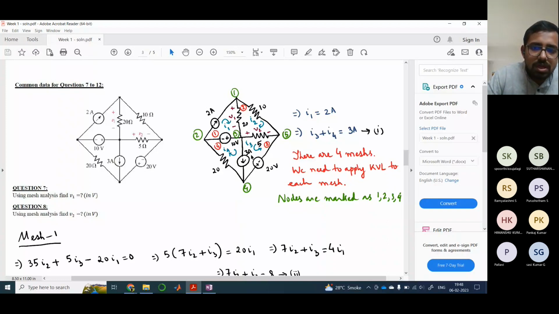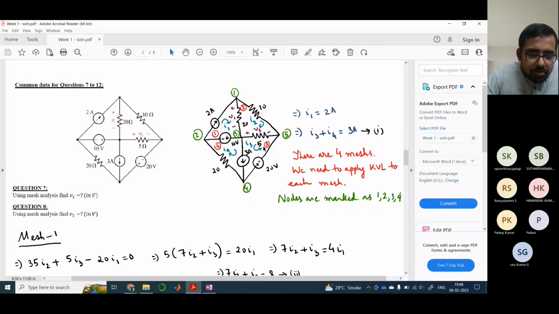Once I have chosen the direction of current, I can write I4 and I3 in terms of this 3 ampere source. This 3 ampere source is between my I4 and I3. Looking at this 3 ampere source, I4 is in the direction of the source, and I3 is also flowing in the direction of the 3 ampere source, from node 3 to 4. Therefore, we can write the equation I3 plus I4 equals 3 ampere.